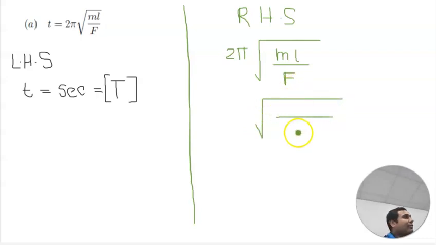What is F? F equals MA, that's the formula for force. So we have M and L, and M is mass and that's mass, so that makes my life a lot easier. I can just cross them out. Once I cross them out, let's have a look at what remains.